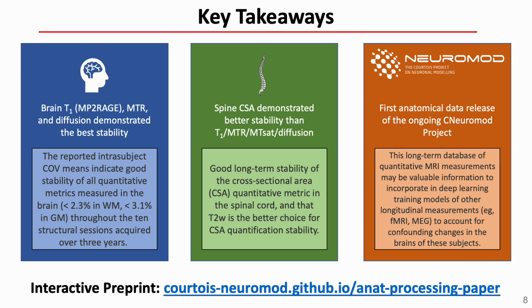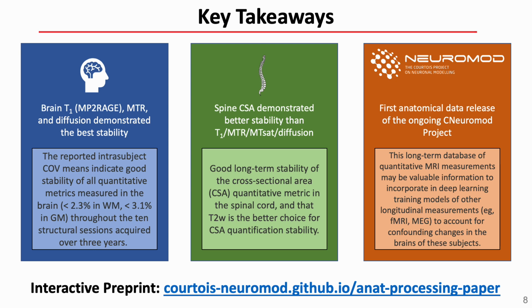For the spine, the CSA demonstrated better stability than T1, MTR, MTsat, and diffusion. We found that there is good long-term stability of the CSA quantitative metric in the spinal cord, and that T2 weighted images is the better choice for CSA quantification.